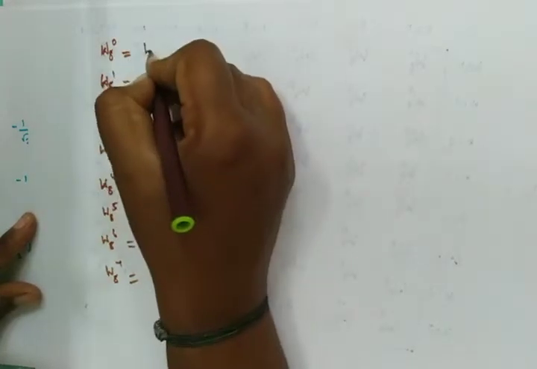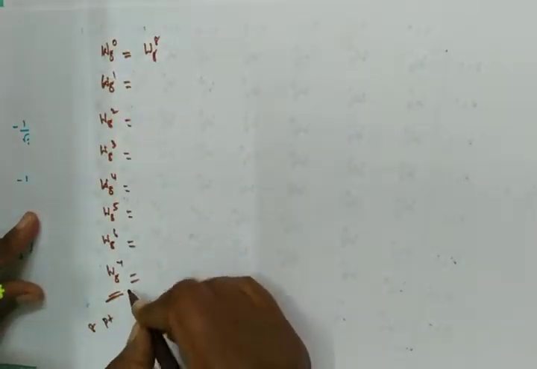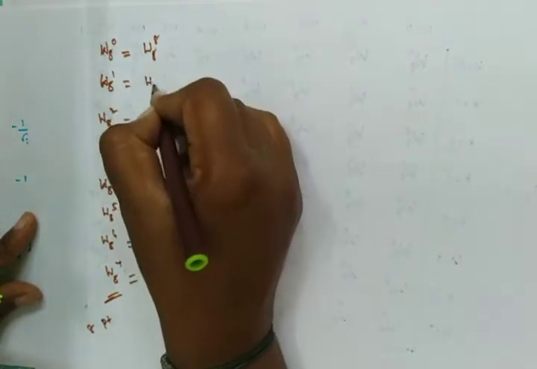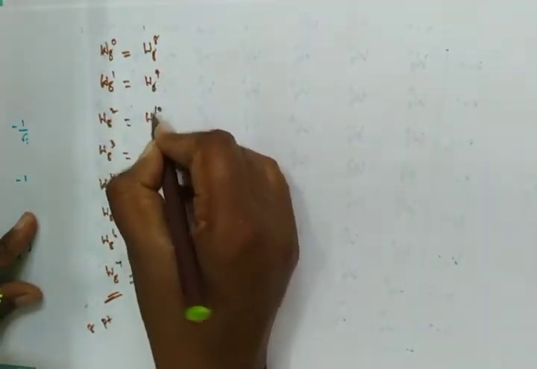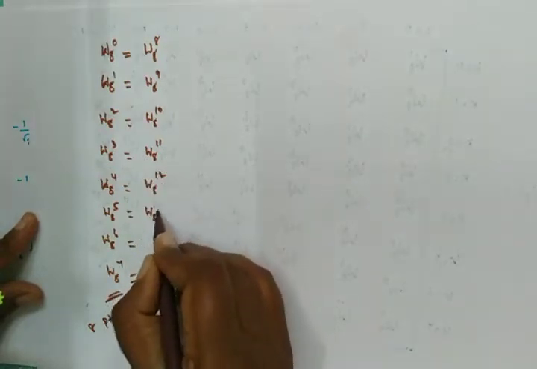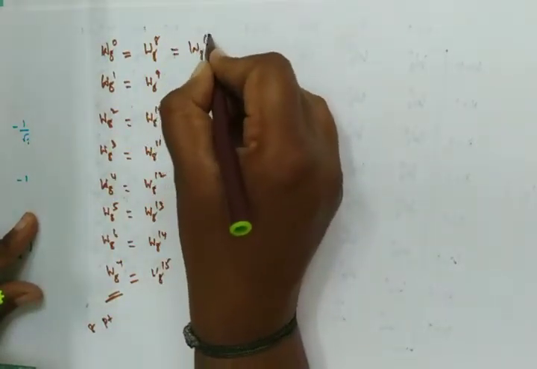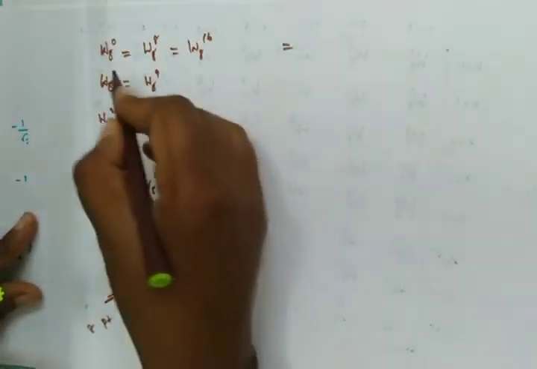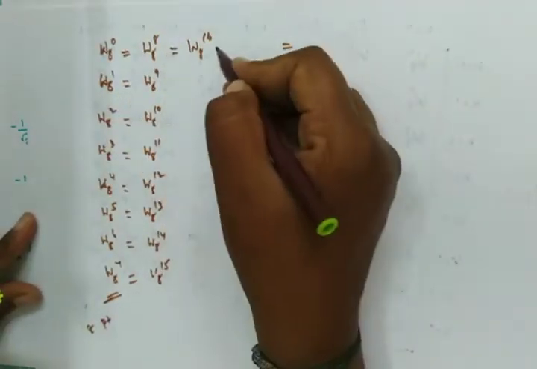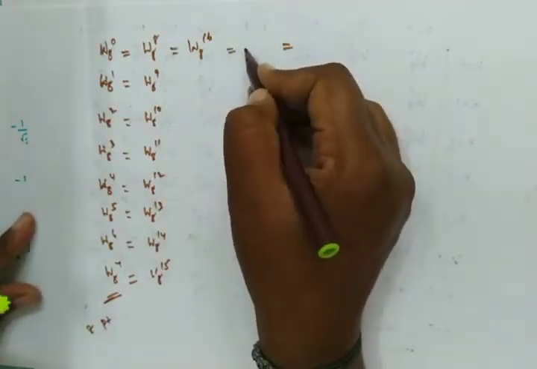After the 7 we have 8 here, because 0 to 7 we have only an N-point DFT, that is an 8-point DFT. 0 to 7 we have 8 values. So after this we have 8, 9, 10, 11, 12, 13, 14, 15. After this we'll have W8 power 16. So this shows that W8 power 0, 8, 16, then we have 24 and so on.